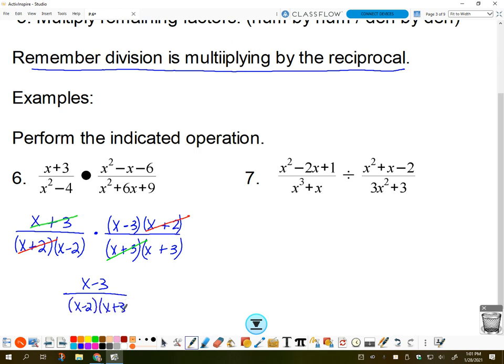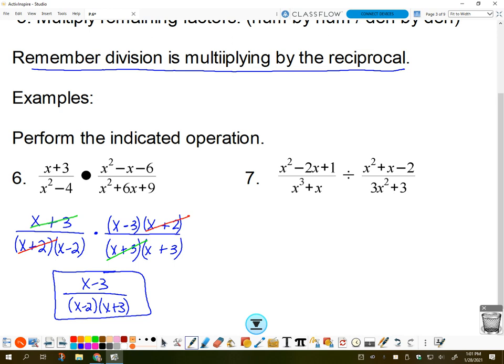And I'm okay if you leave it as factors. You don't have to multiply it out. So I'm good if you give me this as your answer. And again, these are not going to cancel because one's plus and one's minus. Okay? And you can't cancel pieces when there's addition and subtraction. Only when it's multiplication can you cancel things.